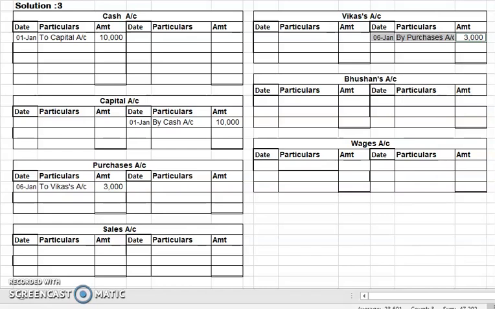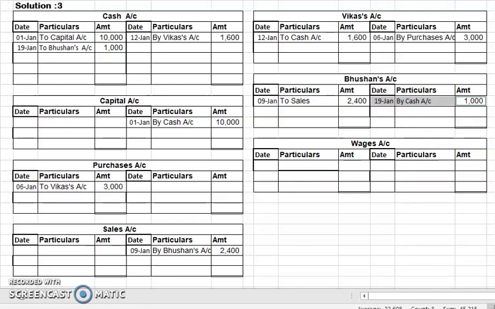9th Jan, sold goods to Bhushan 2,400, the posting on debit side of Bhushan's account and credit side of sales account. Then on 12th Jan, paid to Vikas on account, the posting for this transaction, Vikas account debit side and cash account credit side. Then the posting for 19th Jan, received on account from Bhushan 1,000 rupees, cash account debit side, Bhushan's account credit side.